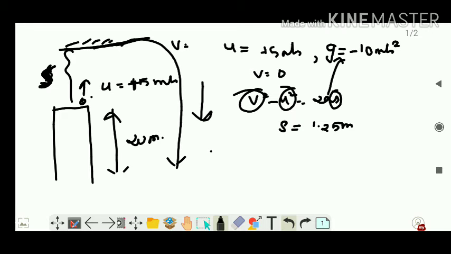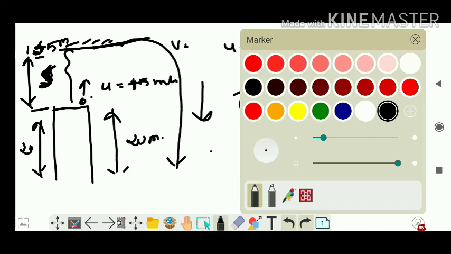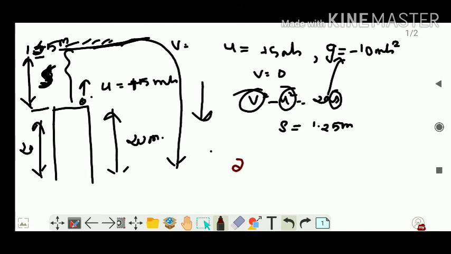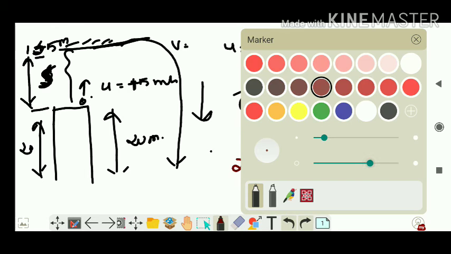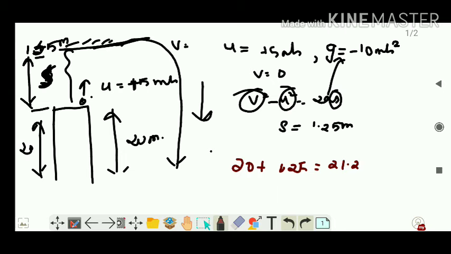That is, from the top of the tower, this much distance is 1.25 meter. That means from the ground, what is the distance? The tower is 20 meter, so from the ground the ball is at a height of 20 plus 1.25, which is 21.25. Oh, I don't know why it is coming up.